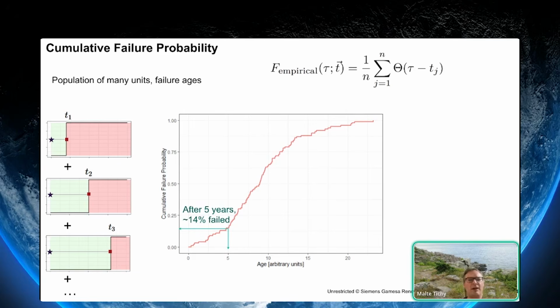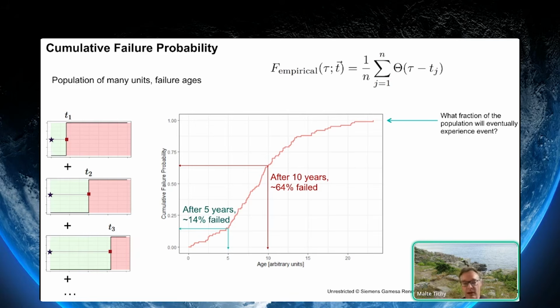For example, here you see that after 5 years, about 14% of your items have failed. After 10 years, 64% have failed. And good news for people in e-commerce who are sending out packages, and for the people who are married: this curve doesn't necessarily have to converge at 1. It can also converge at a smaller value. So we can read off what fraction of the population will eventually experience the event. In this case, the entire population experiences the event, but it doesn't necessarily have to be the case.